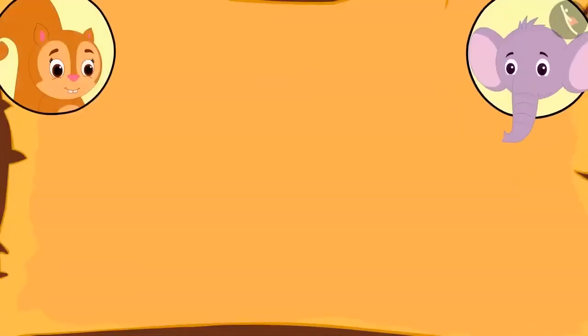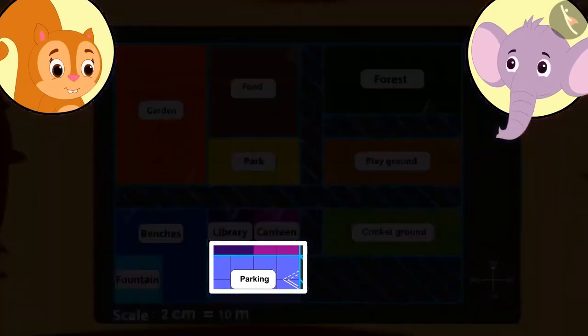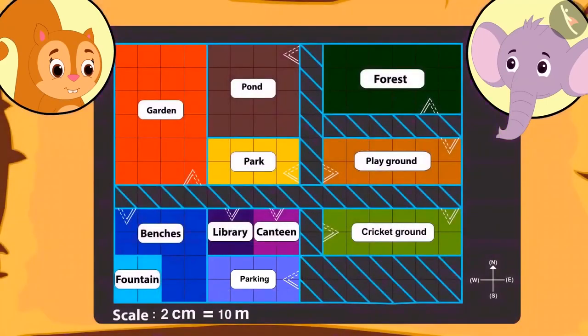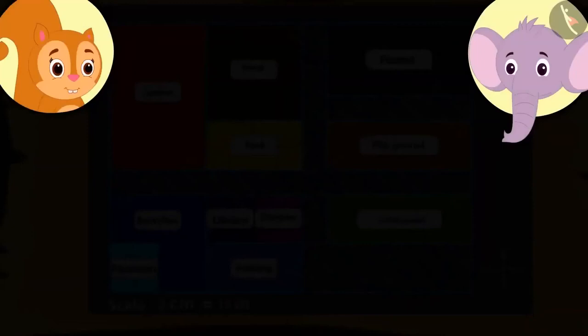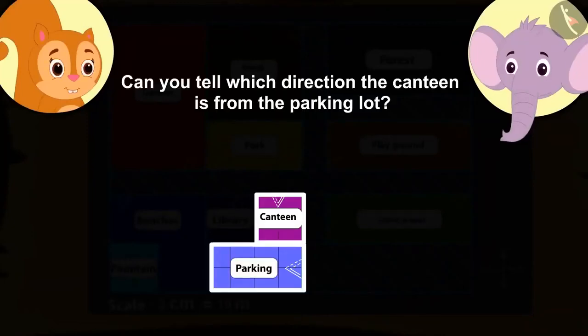Appu goes to Chanda's house and now he's showing her the map. He told her that at first the bus stopped at the parking. Since the journey was a long one, everyone was hungry. So they started looking for a canteen. Kids, can you tell towards which direction the canteen is from the parking?